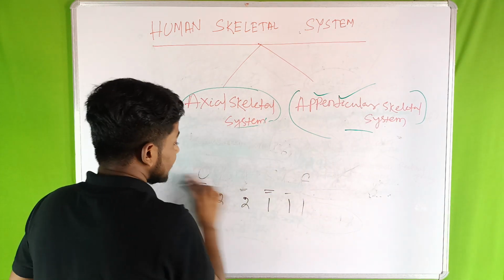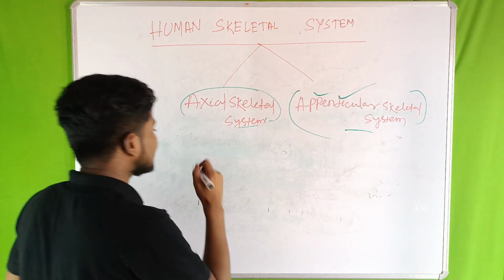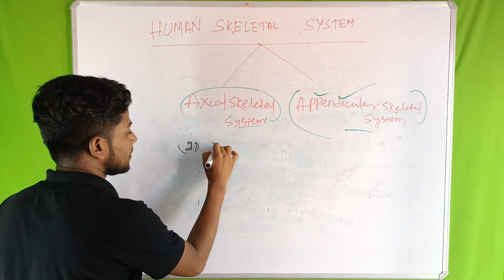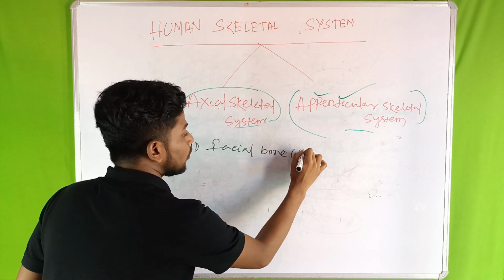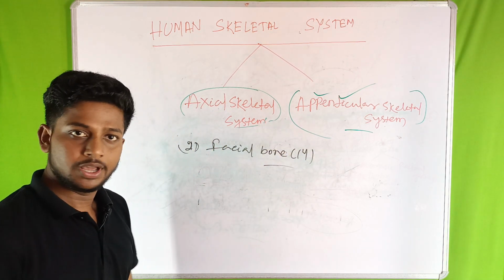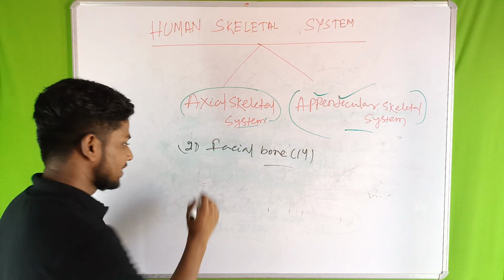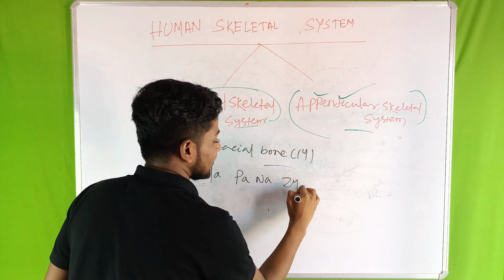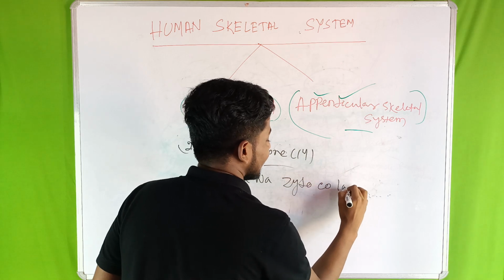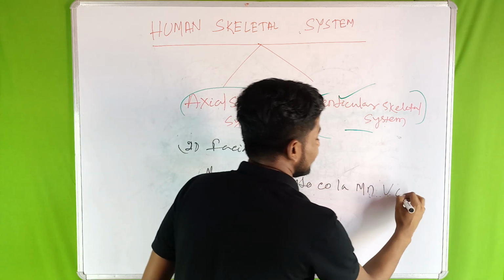Then come to the facial bone. There are a total of 14 facial bones. We'll also use a trick.